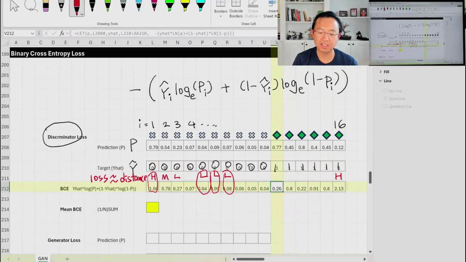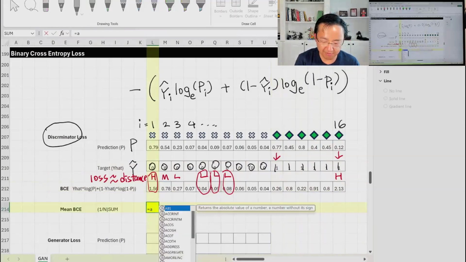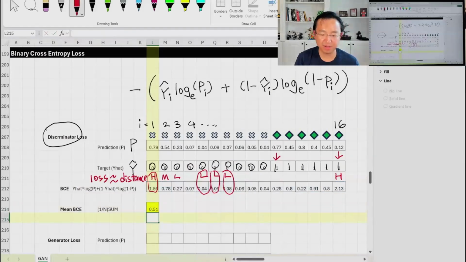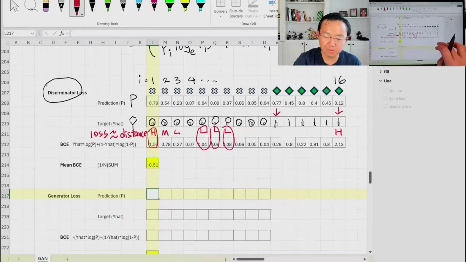So you can see that this is pretty close, darn close, 0.26, but it's pretty high, so this is bad. This example is still not doing well for the discriminator. And then eventually we just take an average, and I will be able to get the average binary cross entropy across my batch. Or we can also do sum, but this time I'll do average. Now just repeat this one more time.